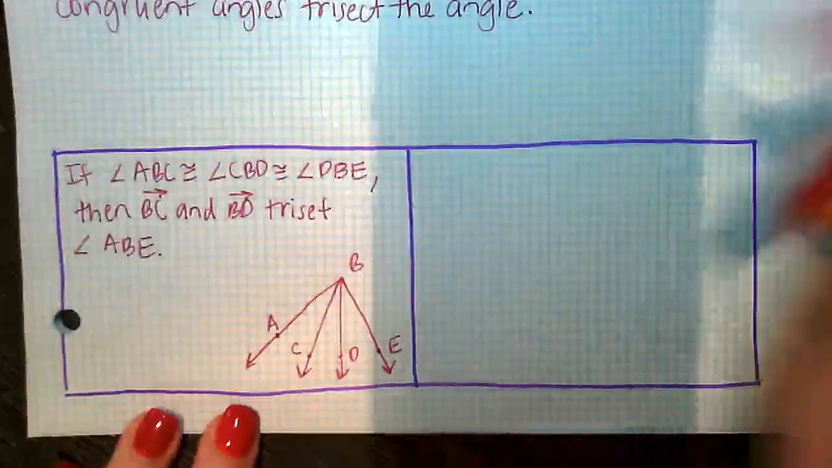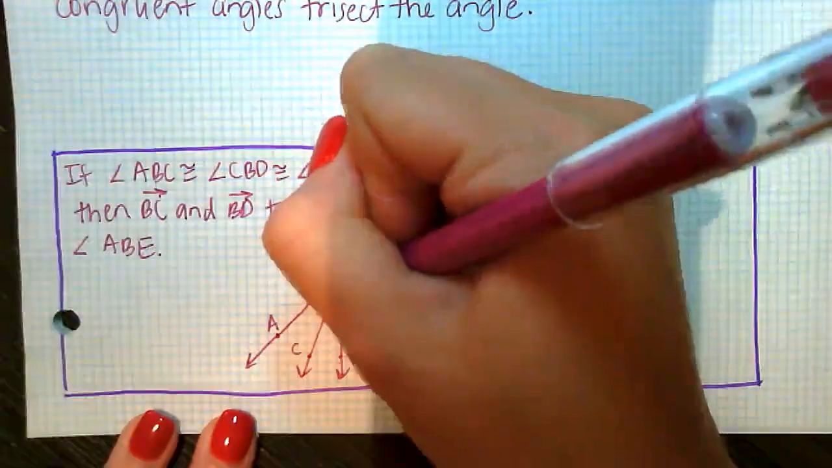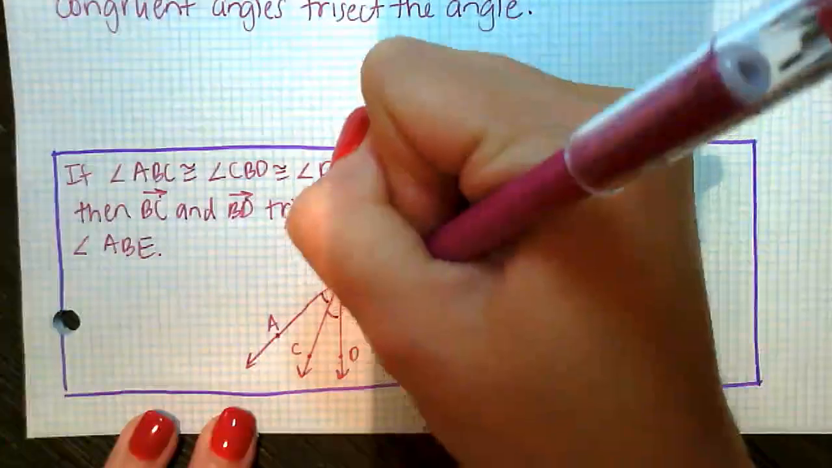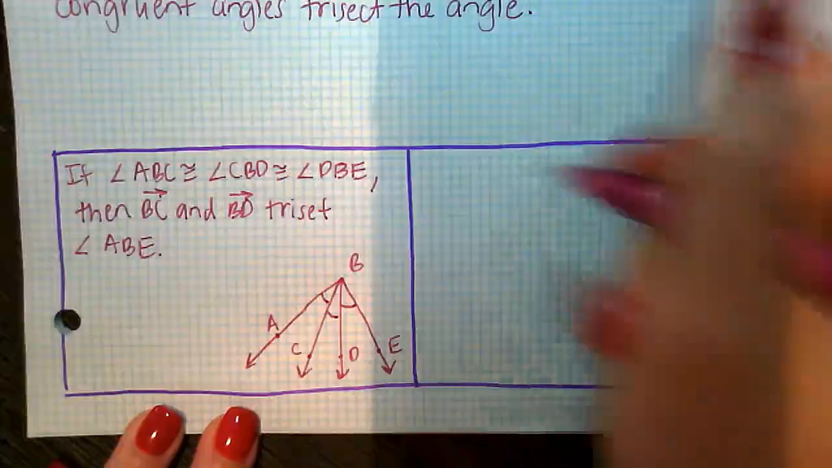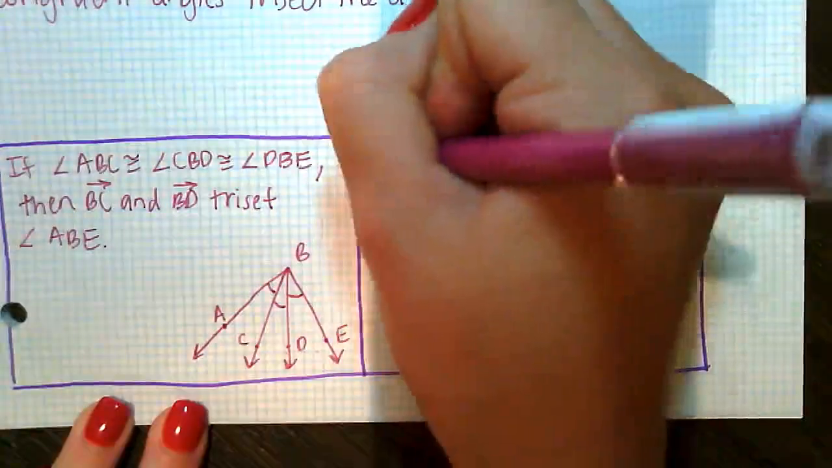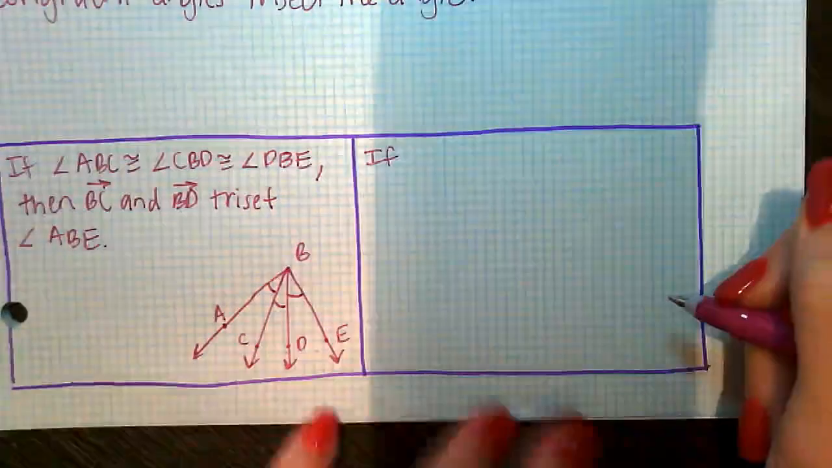We could also put a single arc, and a single arc just to indicate that all of those angles are congruent. All right, let's look at one more example. Well, let me give you the picture first.